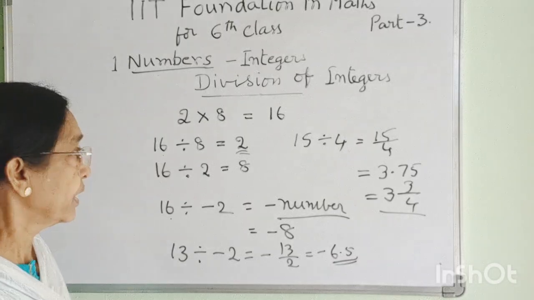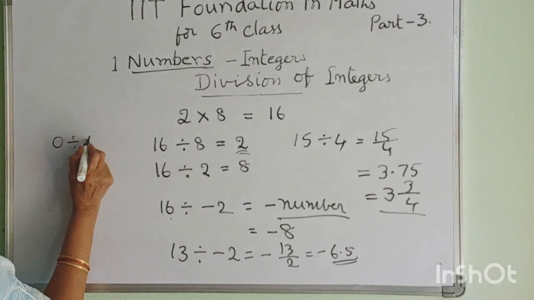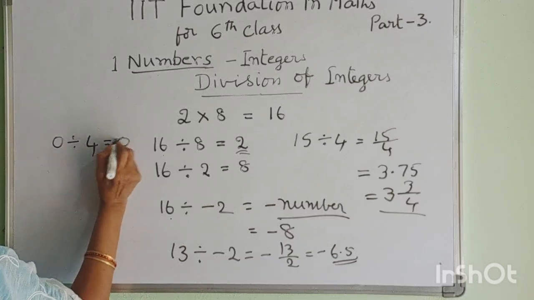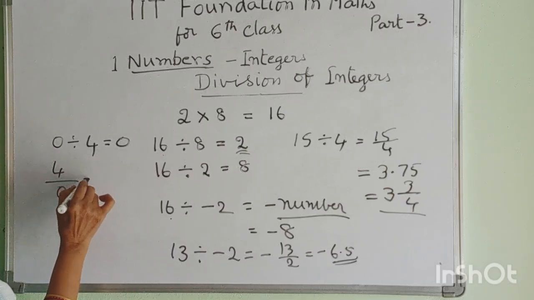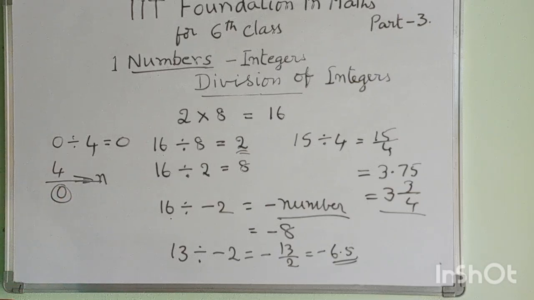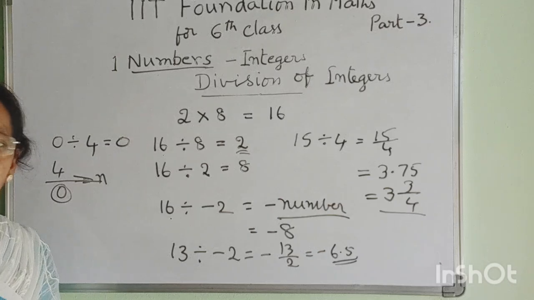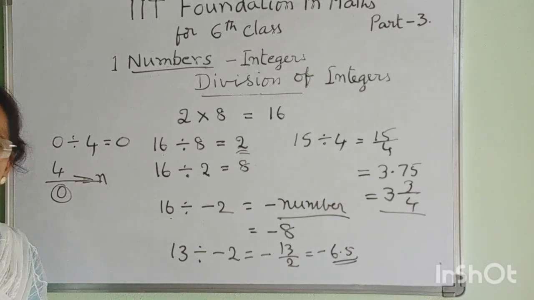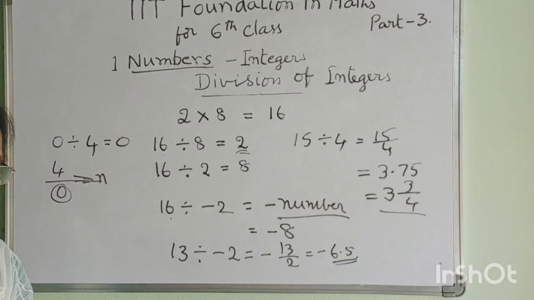This is about the division. If 0 is divided by an integer, the result is 0. But an integer divided by 0 is not defined. If 0 is divided by any positive or negative integer, the resultant is 0, but division by 0 is not defined.